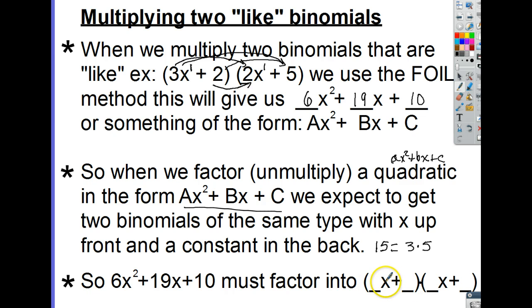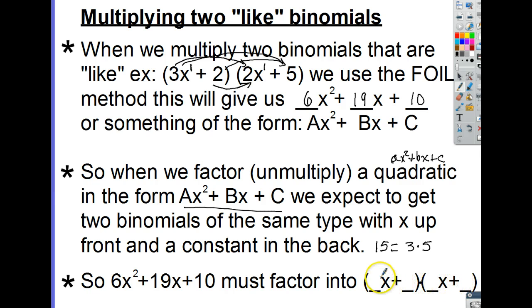I expect there to be an x up front and a constant in the back with both binomials, and I expect there to be two binomials. We've just shown you we multiplied two binomials and we got this trinomial. So if we were going to factor this, we would expect to get two binomials. And then the only mystery of this is what are the numbers that go up front?